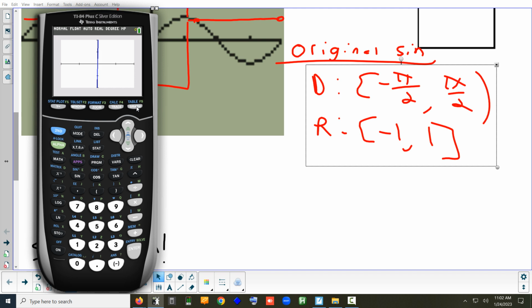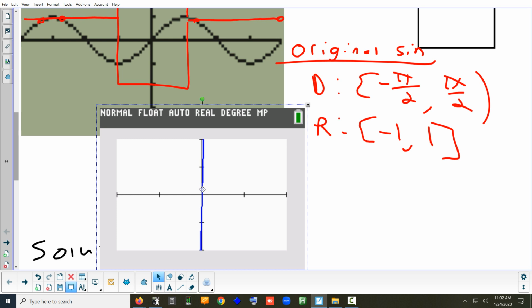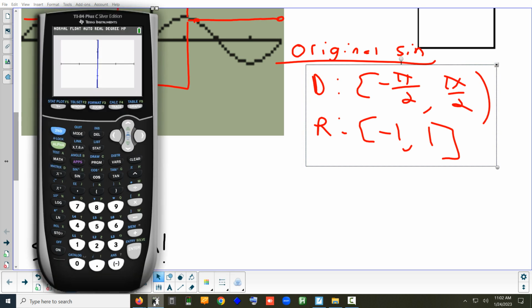And I didn't see a good picture here because when we talk about pi over 2, what kind of units are we using? Radians. We're using radians. And what kind of unit is my calculator in? It's in degrees. If you wanted to do this in degrees, that's fine, but make negative pi over 2 and pi over 2 negative 90 and 90 in the window. Okay? Or maybe you want to go a little bit past it, like negative 95 and 95. Now it should look good.